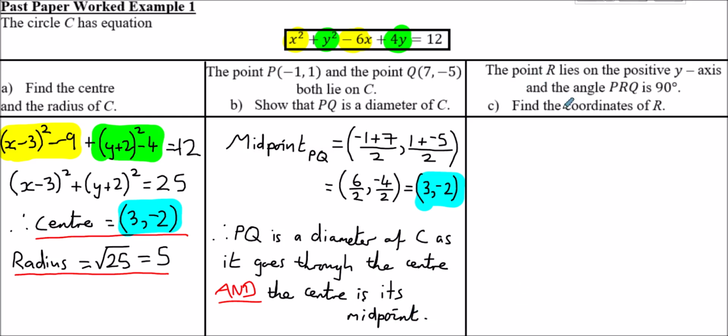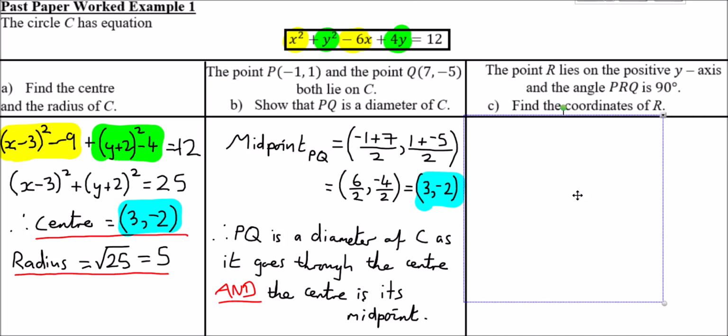Now for part C. We're told the point R lies on the positive y-axis, and the angle PRQ is 90 degrees. Find the coordinates of R. We need to think about our circle theorems, because it says point R lies on the positive y-axis. It says nothing about if R is on the circle or not. It might just be on the y-axis and not have anything to do with the circle. So what I'd suggest we do at any rate, is to just do a sketch of the circle.